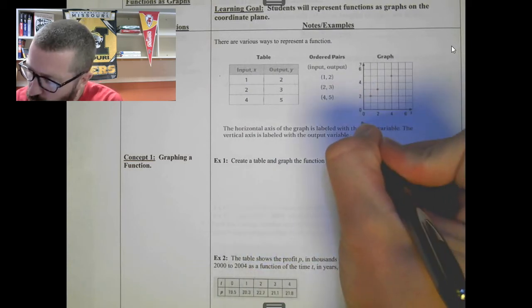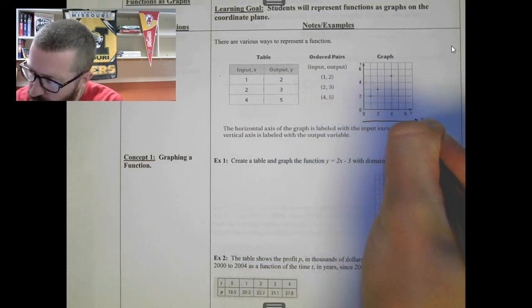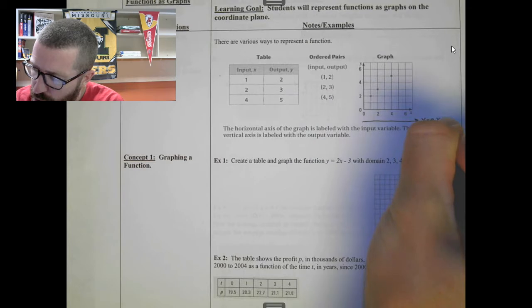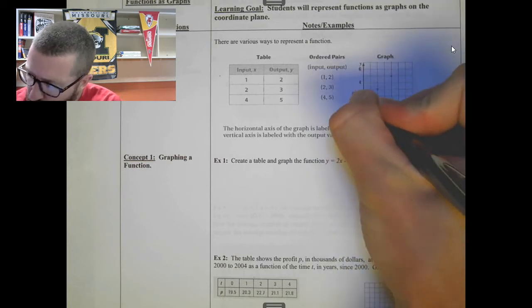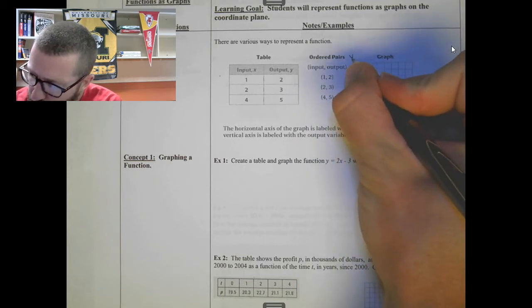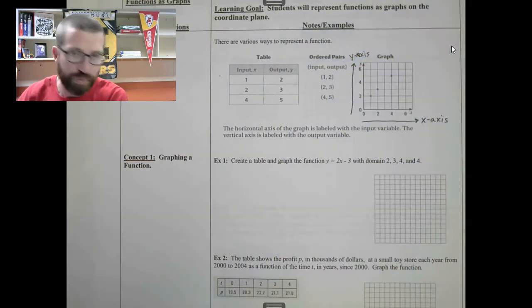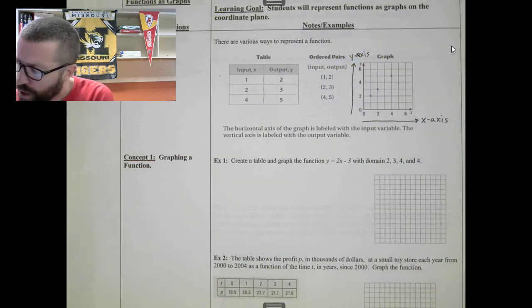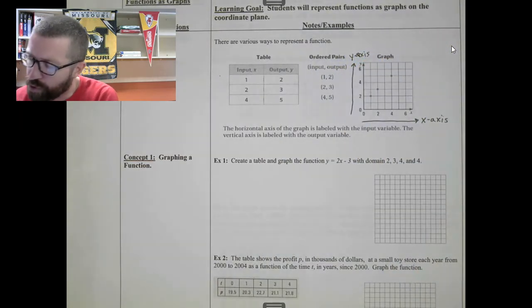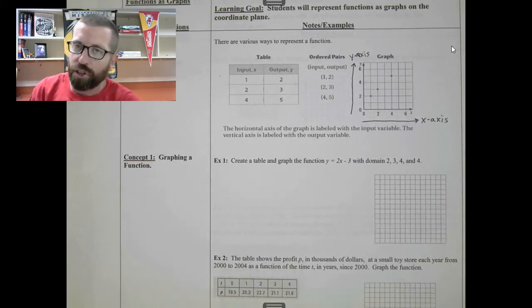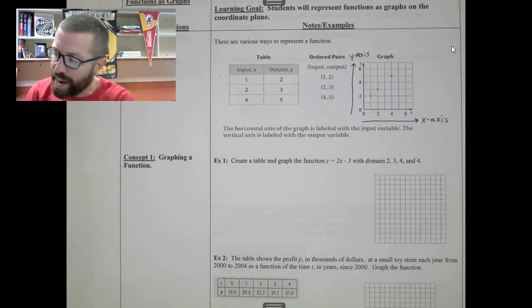Remember, this horizontal axis is the x-axis, and then the vertical axis is the y-axis. Y goes to the sky. The horizontal axis is the input. The vertical axis is the output.